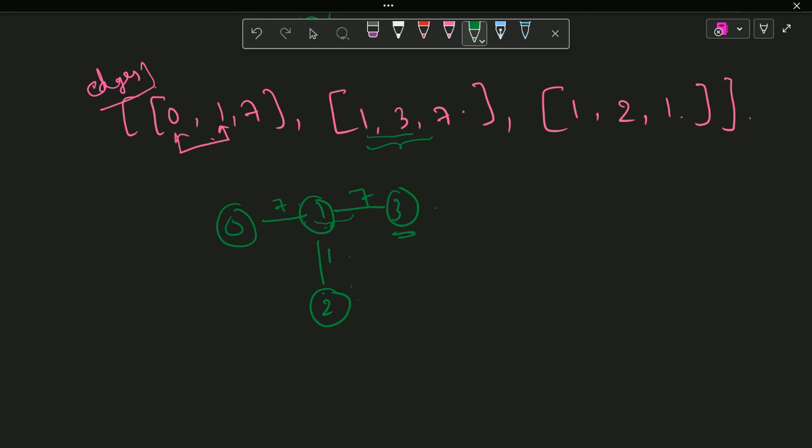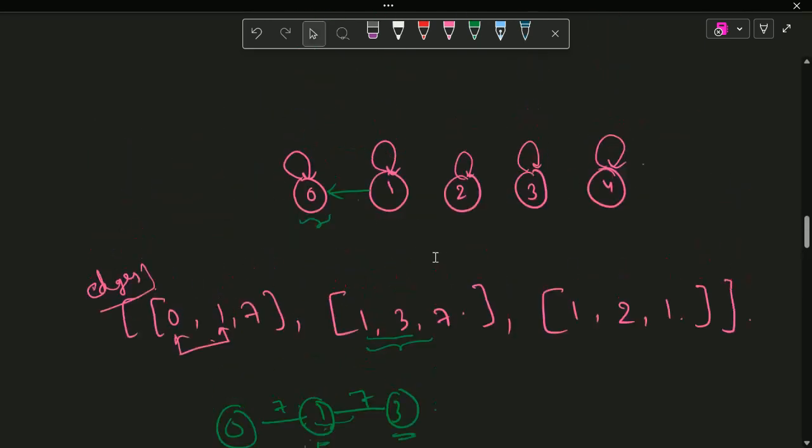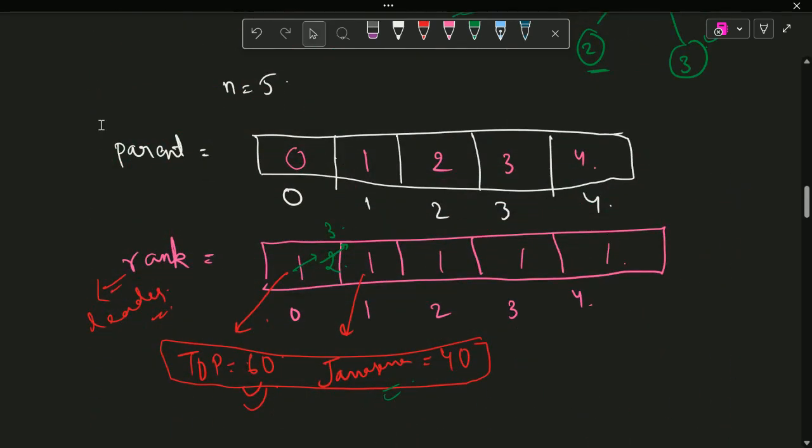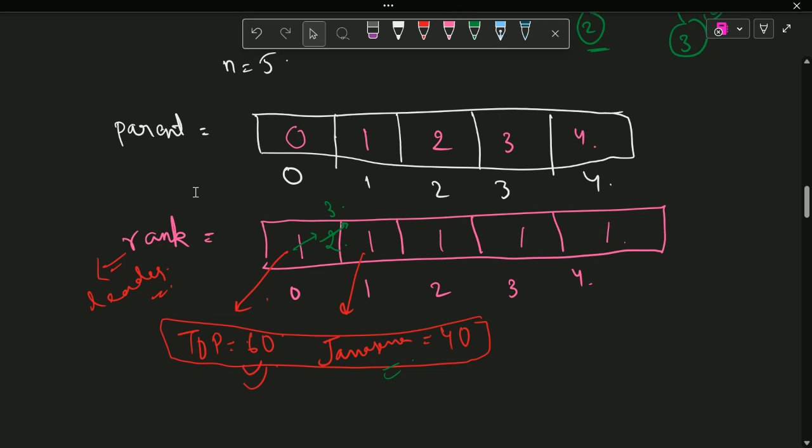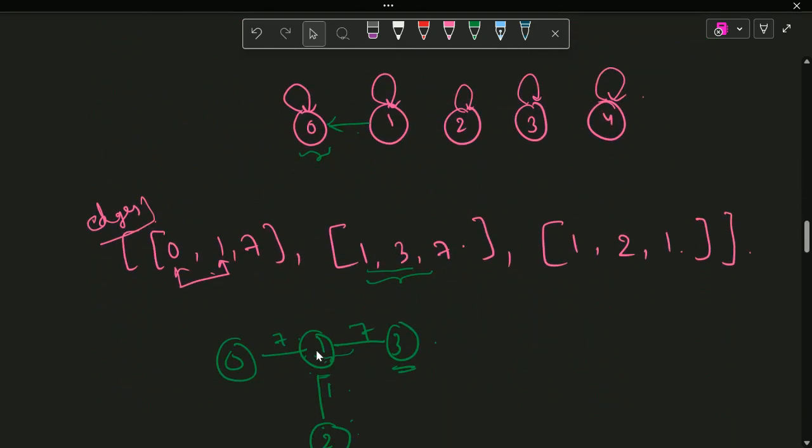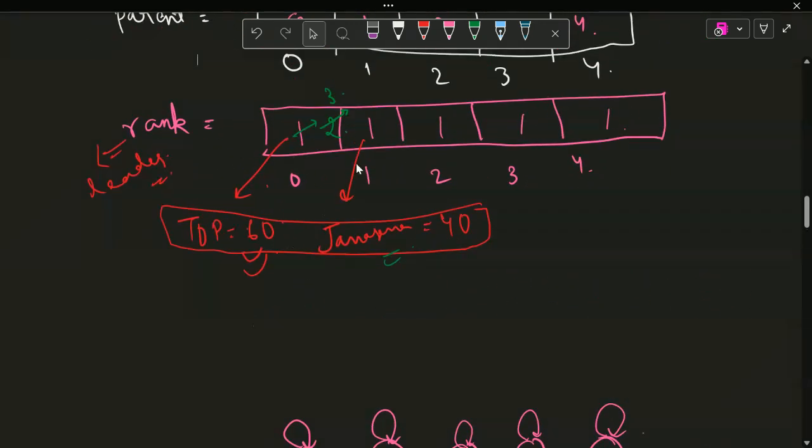Who is the leader of 2? Now 1 will be the leader of 2. Now that is leader or parent. I have initiated it as leader, parent. Here we have initiated it as parent. Now who is the leader of 1? That is 0. Now we increment this value, that is, the rank of this value to 4.